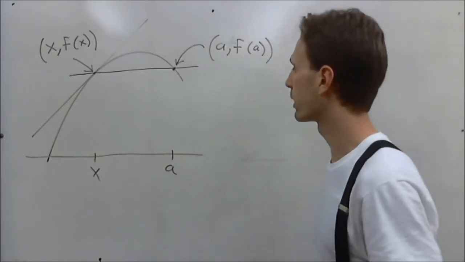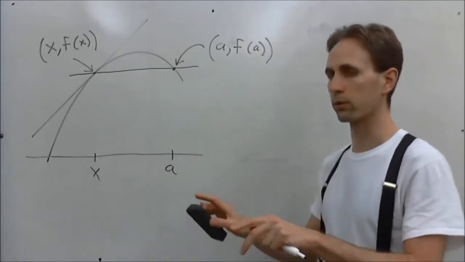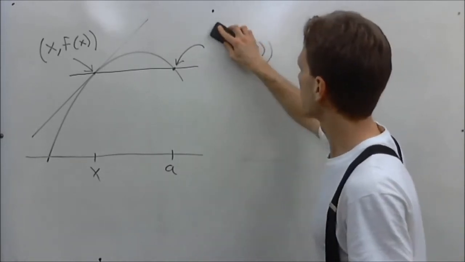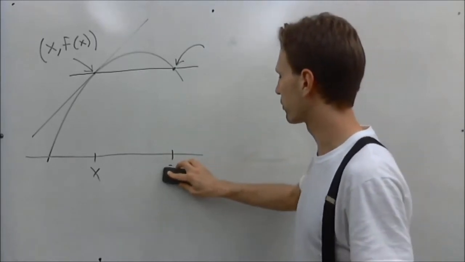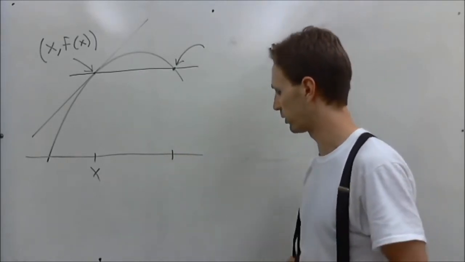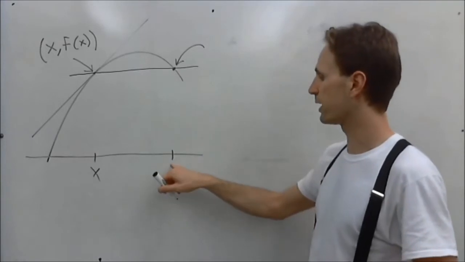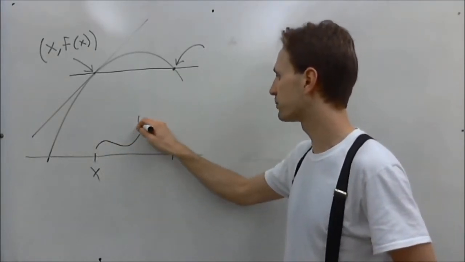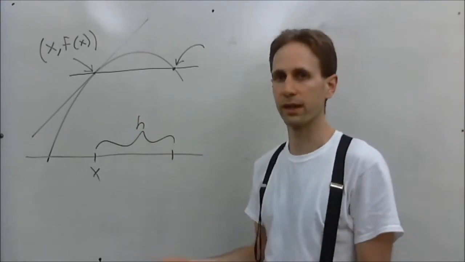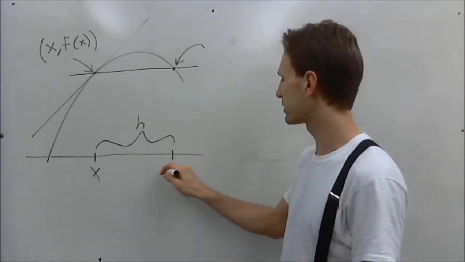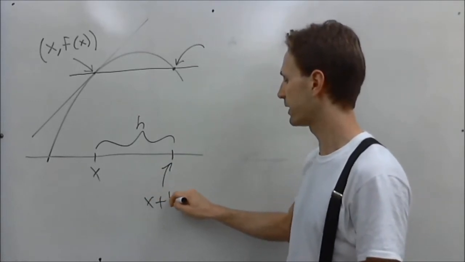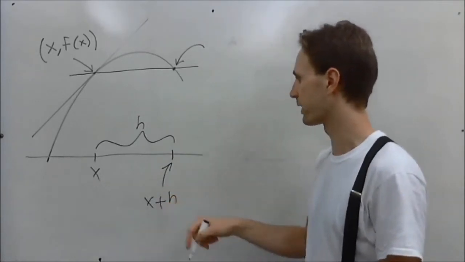Now there's another way to look at this, totally equivalent, and you have to understand it both ways. It's just a little bit of a difference with the symbols that we use. Instead of calling this a, we're going to call this distance h. Some books call it delta x. I like h. So that means that the x coordinate of this point is x plus h, right? Fixed number plus that distance.